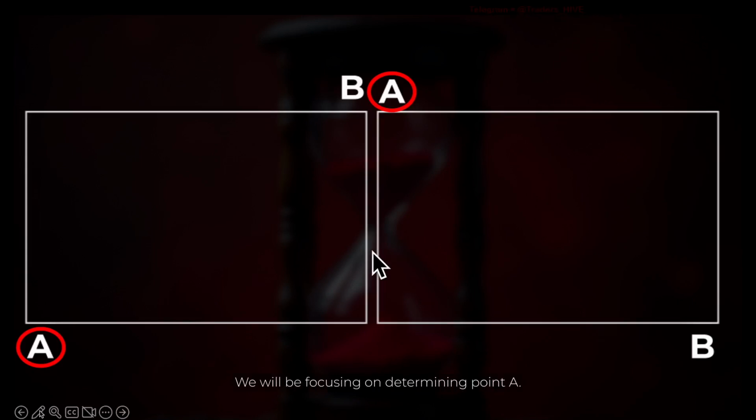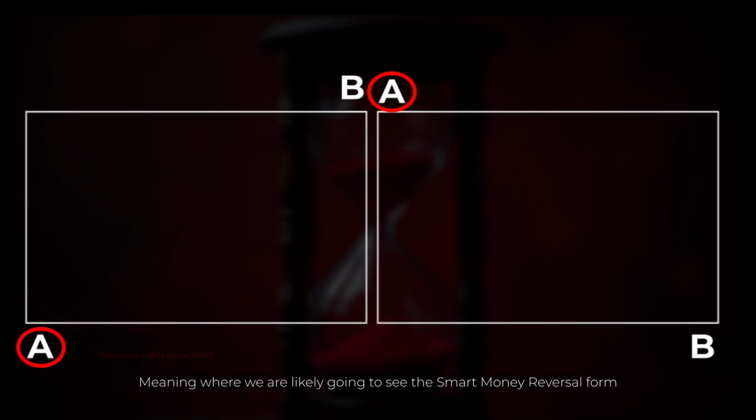Now, what we will focus on during this lecture is the following. We will be focusing on determining point A. On the left right here, on the bottom left within a buy program and on the top left within a sell program. Point A is the inception of the new program, whether it be a buy program towards the upside or a sell program towards the downside. By utilizing points of interest, we're able to anticipate where point A will form, meaning where we're likely going to see the smart money reversal form.